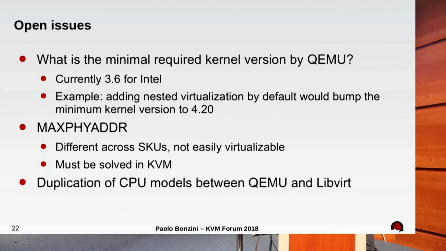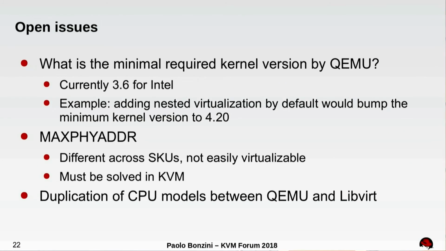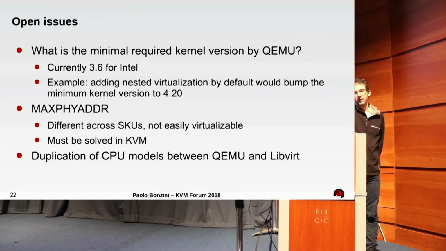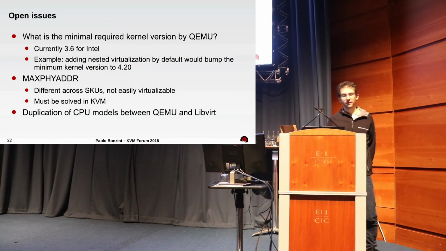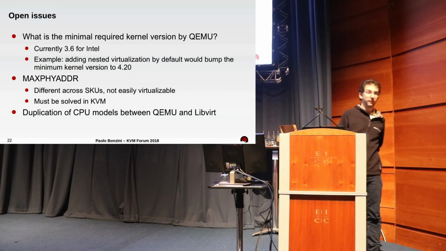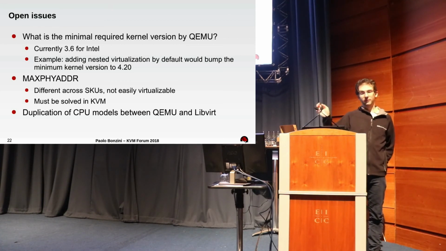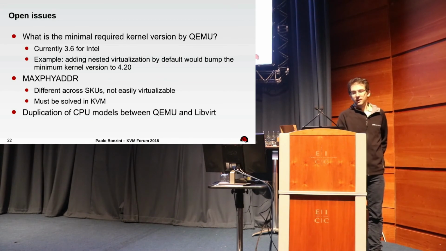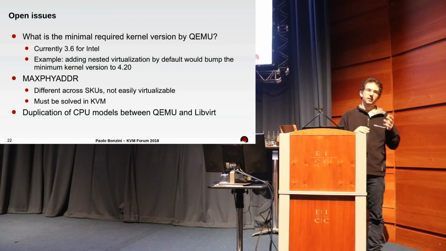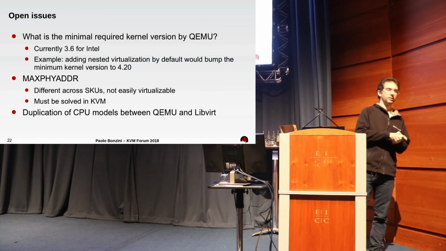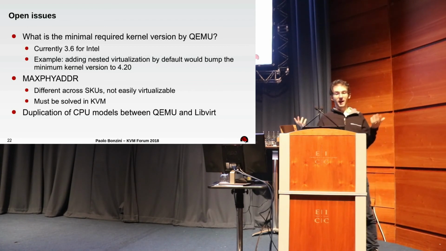And finally, the open issues. One is there's no clear idea of what is the minimal required kernel version by QEMU, and no idea of how to change that. Currently for Intel, for example, it is 3.6. But if we added nested virtualization by default, suddenly we would bump the minimal kernel version to 4.20. And this is hard to do upstream. In a downstream distribution, you have some control of what kernel is supposed to run on that distribution. But upstream maybe has people that are running ancient kernels on very new QEMU, and you cannot really change it.